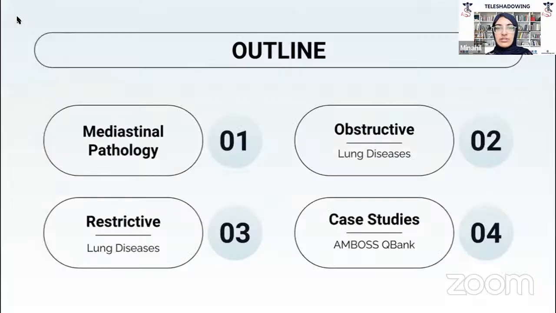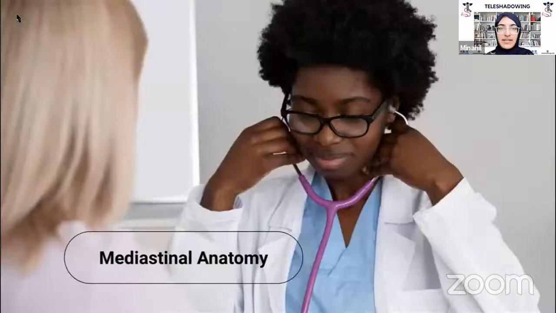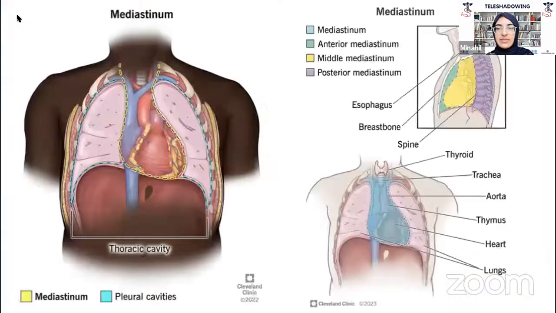So we are going to learn about the mediastinum. We forgot to go over that anatomy last week, and then we're going to learn about the differences between restrictive and obstructive diseases because I received a lot of questions about it last week, so I figured we could discuss that a little bit more and understand the differences in depth. And then we'll be doing some more case studies from the Amboss Q Bank. So let's start off with the mediastinal anatomy.